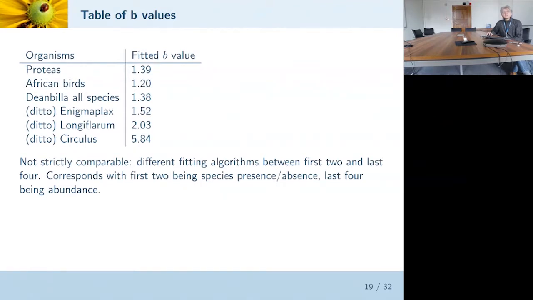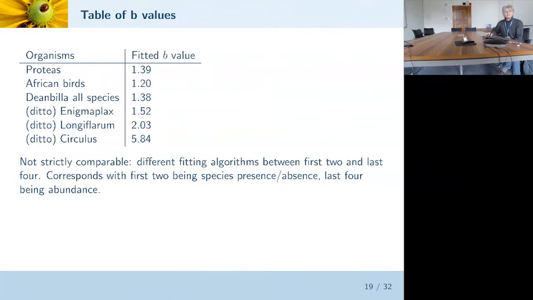I just selected three values because this was the biggest one and that was one of the smallest of the individual species, just to show you that there's a spread. We had, I think, 10 different species. Okay, so these are not strictly comparable. This 1.39 and 1.38 were done with all the Q values. This is only positive Q values. And these are species presence absence, and these are individual presence absence. So abundance, so total abundance rather than total number of species.